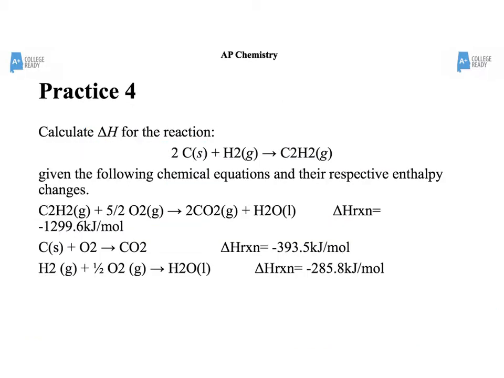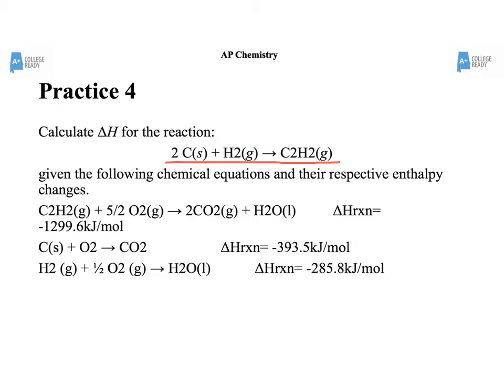So let's look at a practice problem. Our overall reaction is 2 carbons plus hydrogen making C2H2. And we're given the following stepwise reactions. And we're going to try to flip and multiply to get them to add up. In this case, we end up with 3 reactions that we're going to have to deal with. So let's start flipping and multiplying.